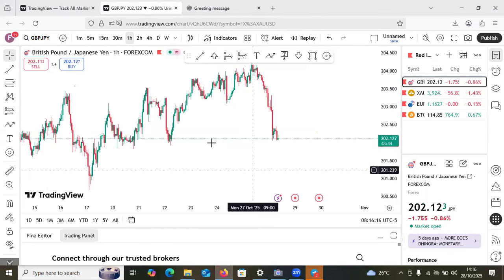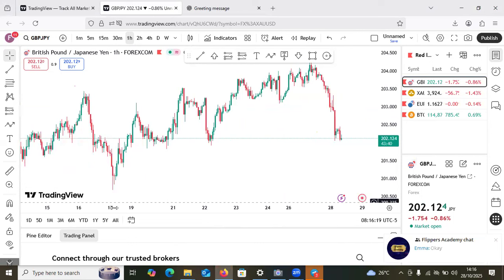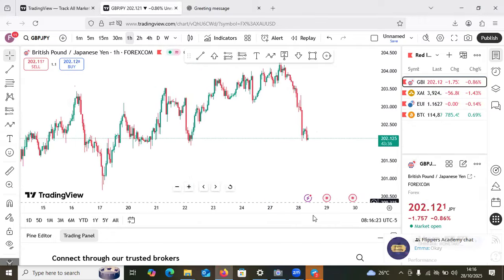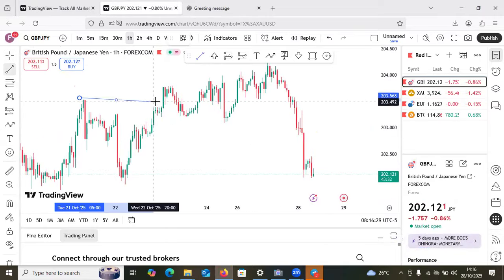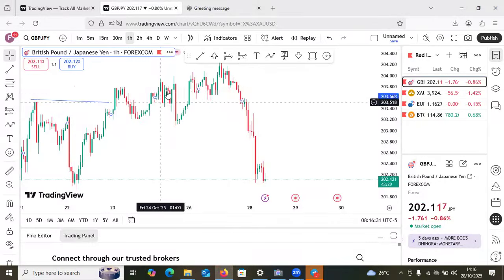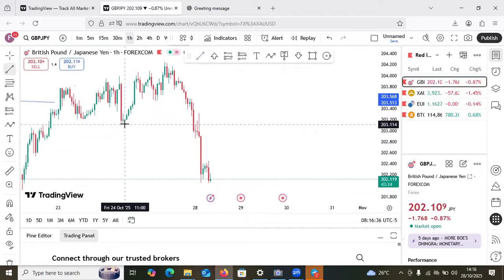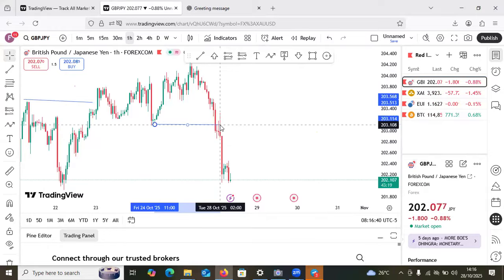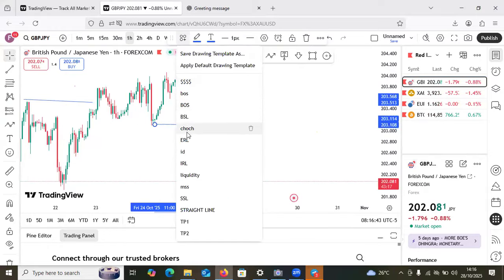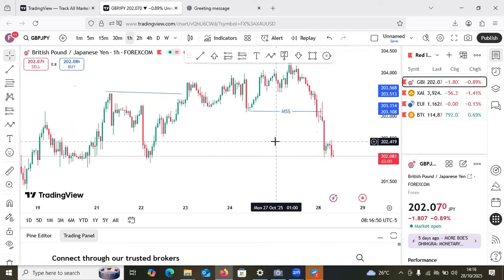Now, if you look at what's going on here, this is the 1 hour time frame. Let me just say this is a break of structure here to the upside. Price gives us a pullback, and this is a market structure shift to the downside. So the market is in a downtrend. It's a market structure shift to the downside.